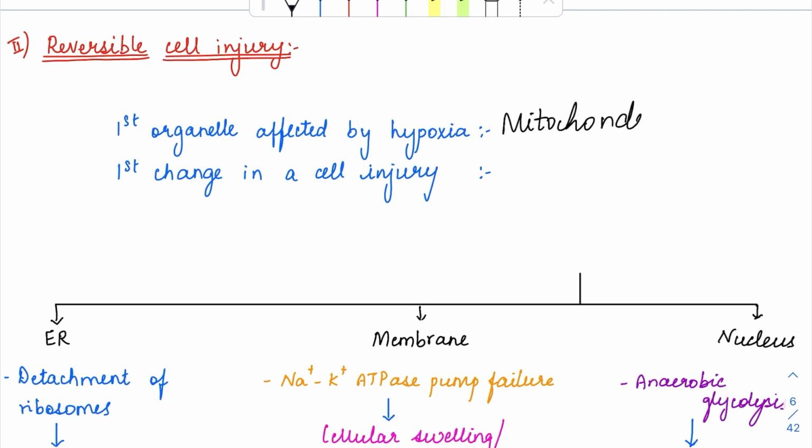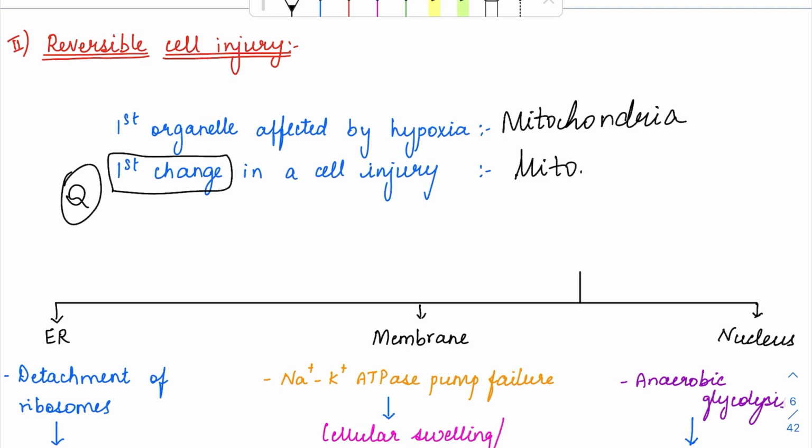So mitochondria is the one in which we have oxidative phosphorylation taking place, which produces lots of ATP needed for energy production, right? So whenever there is hypoxia, oxidative phosphorylation cannot happen. So what is the first change? The first change happening in a cell injury will be mitochondrial dysfunction. So mitochondria will start to dysfunction.